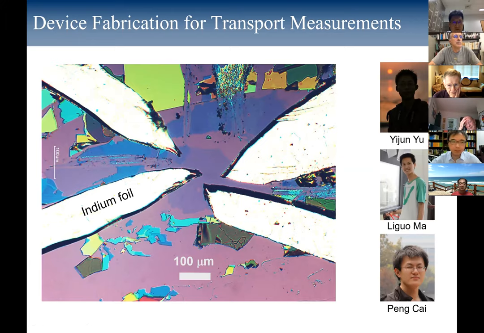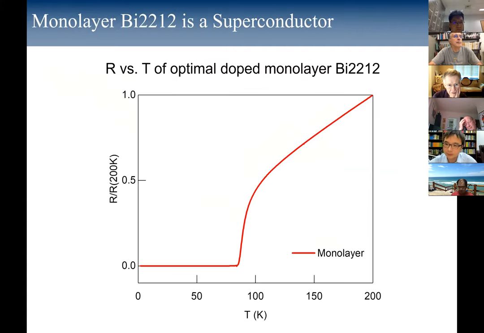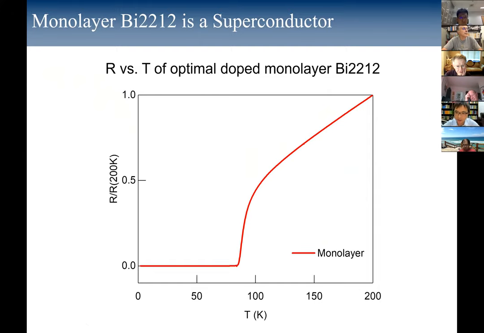With this, we can measure the resistivity as a function of temperature. The first thing we found is that the monolayer bismuth 2212 is still a high-TC superconductor. It has a very sharp superconducting transition, just as sharp as that in the bulk. Again, if we want to compare the TC with the bulk, we have to make sure it's the same doping level.